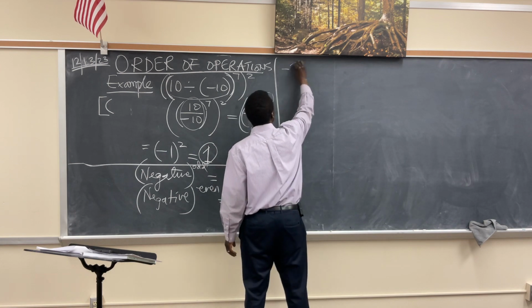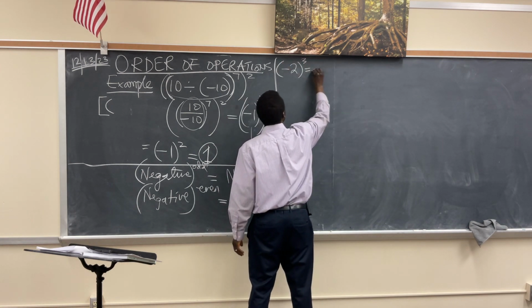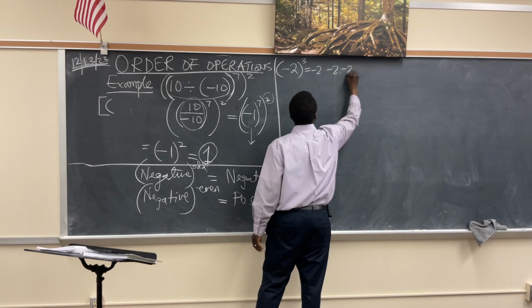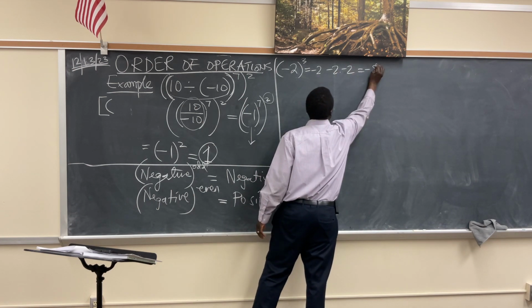So let's do a quick example. Negative 2 to the third power is negative 2 times negative 2 times negative 2. That's negative 8.